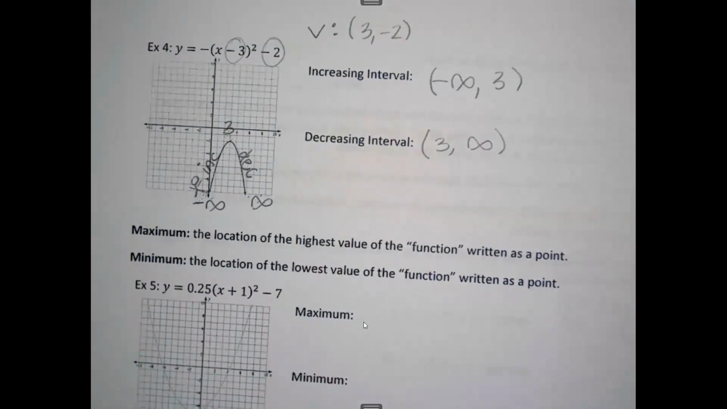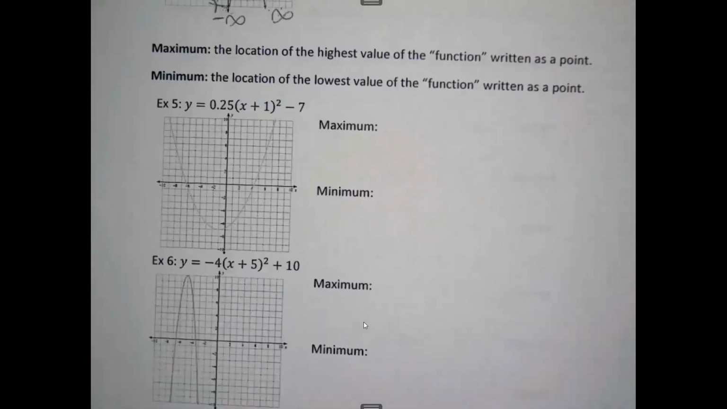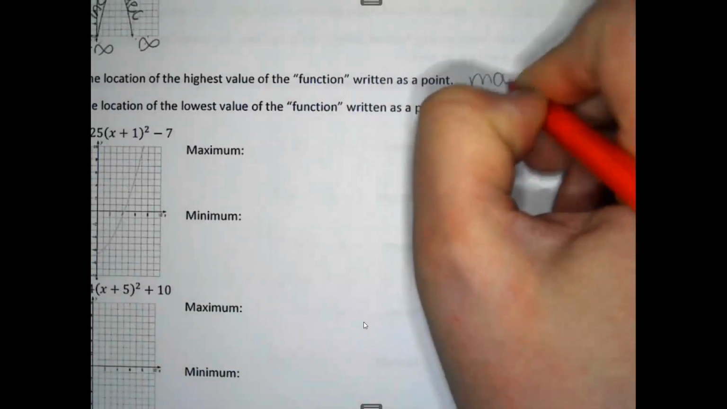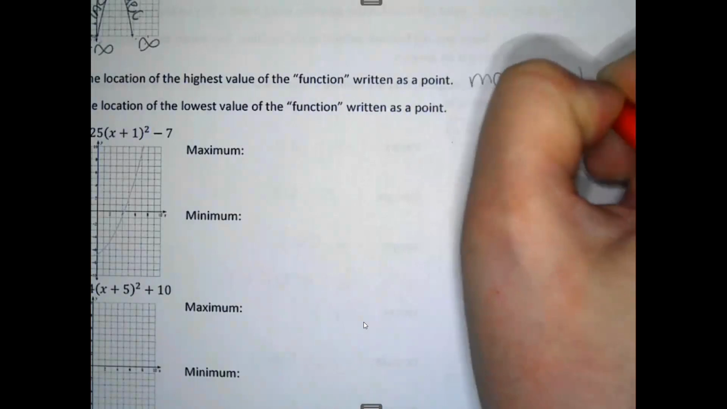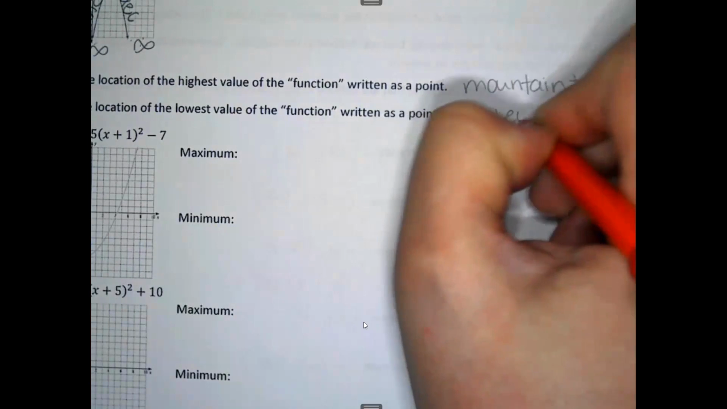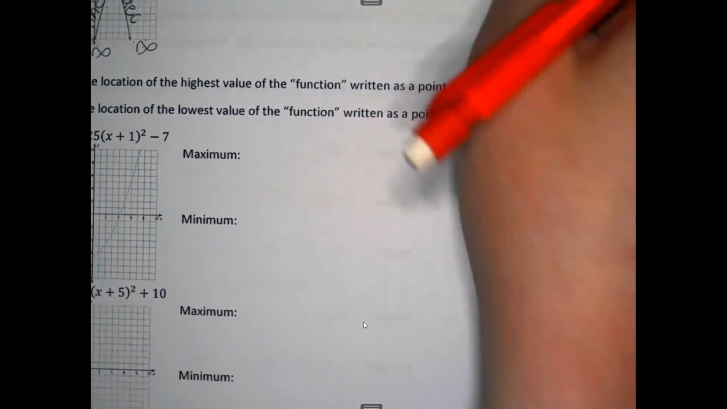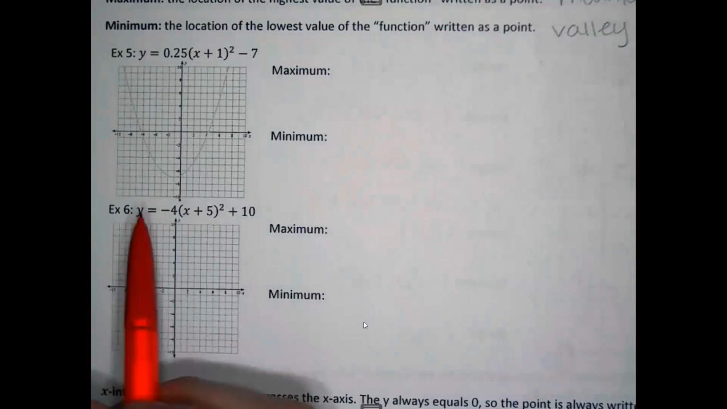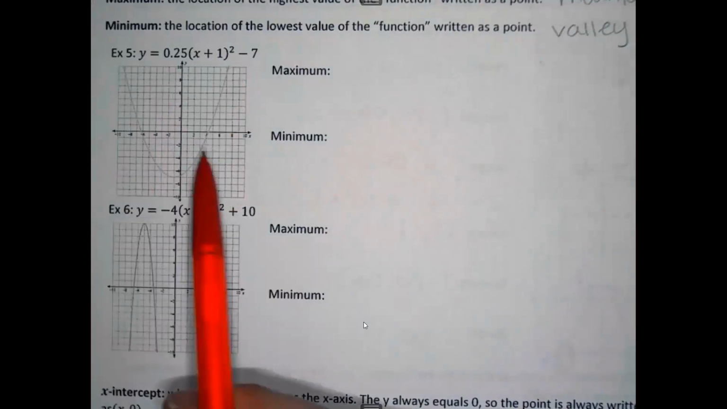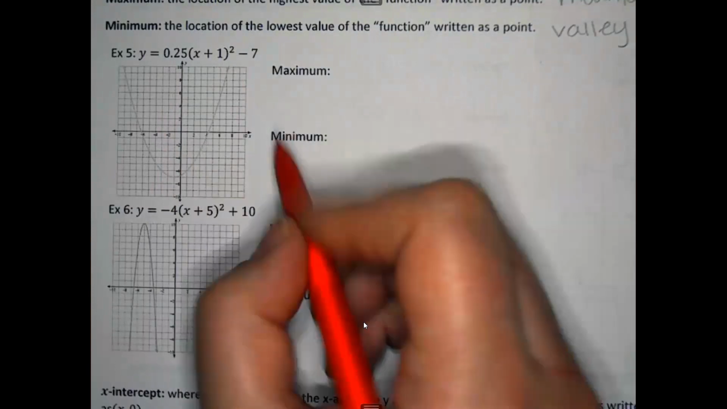Okay. The next two, we have maximum and minimum. We learned from absolute value graphs that the maximum is going to seem like a mountaintop, and the minimum is going to seem like a valley. You only have one or the other. You do not have both in these graphs. So if you look at the first picture, example number 5, I'm sorry it printed so light, but here's our equation. Does this graph have a maximum or a minimum? It has a minimum. It has a valley.